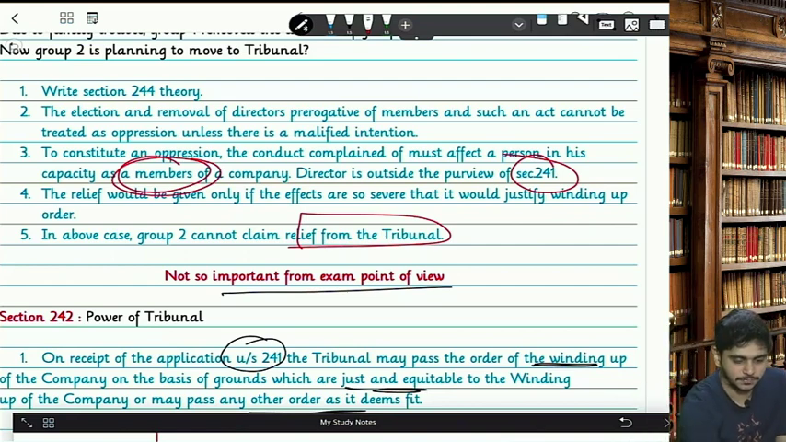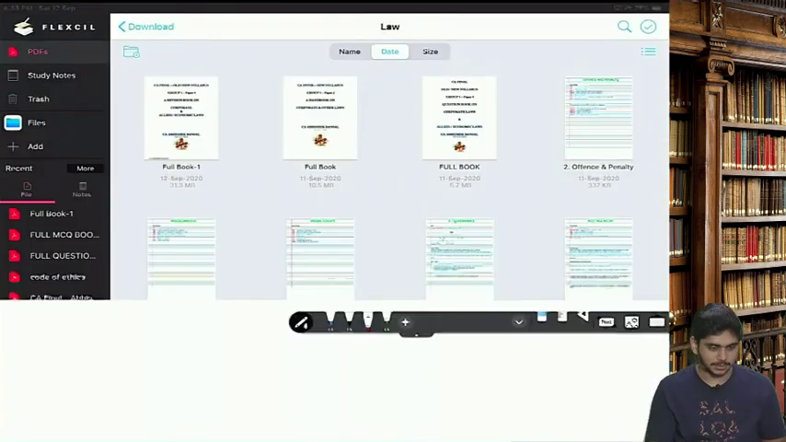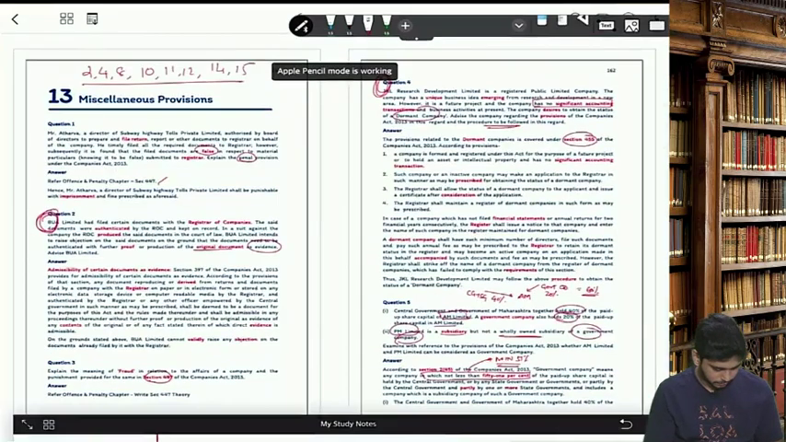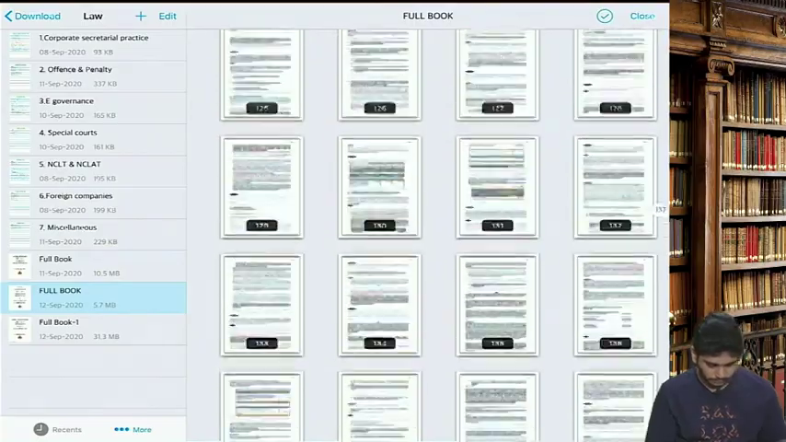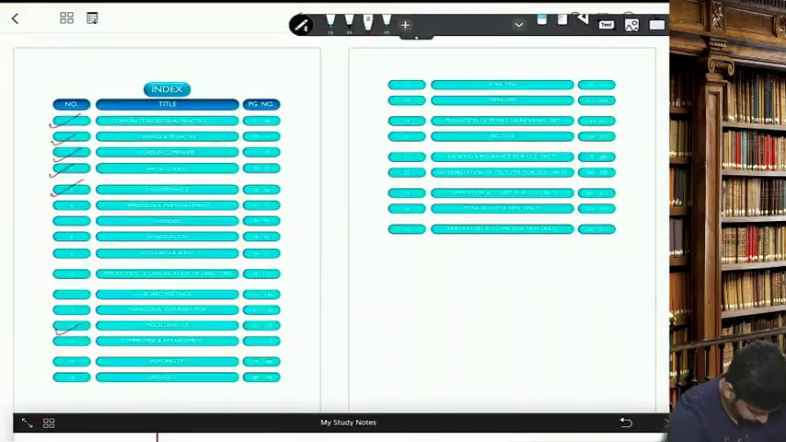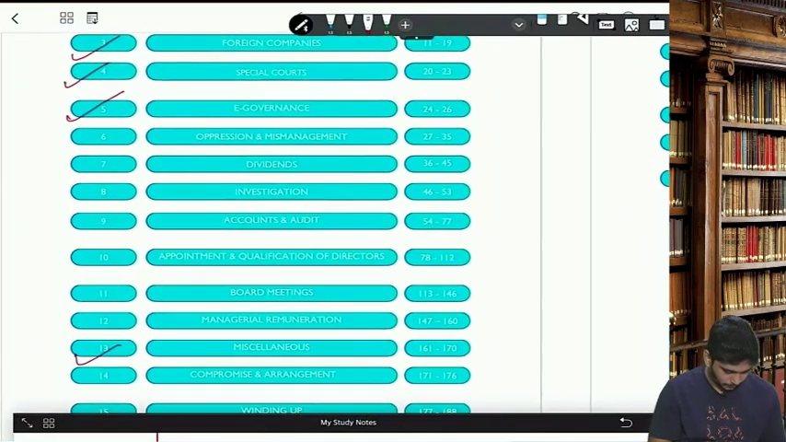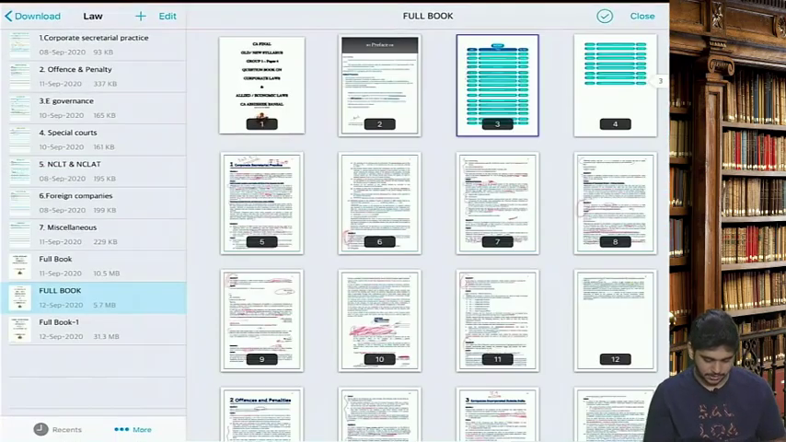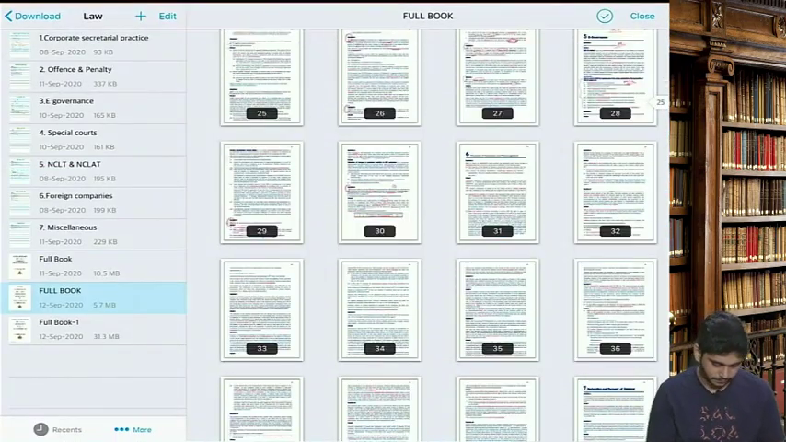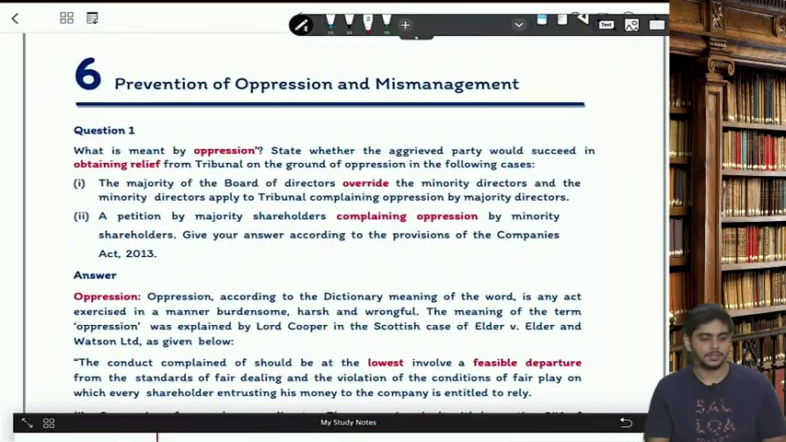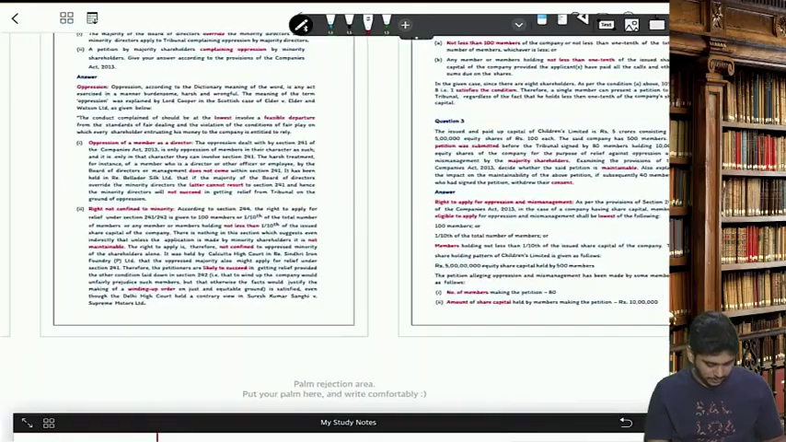Okay, open your question book. We will be solving questions. Let's solve the questions. So we are doing oppression and mismanagement, page number 27 to 35, guys.